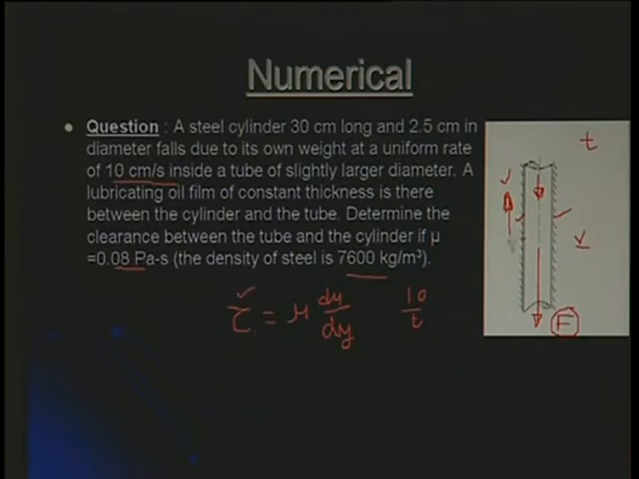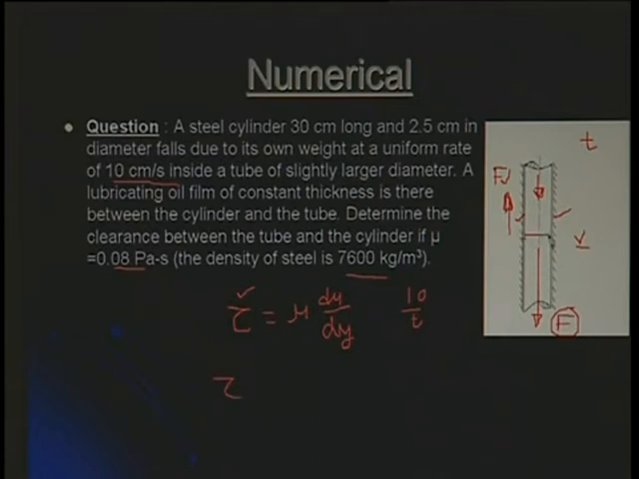Now, our aim is to calculate force in upward direction, because under equilibrium condition the force in downward direction, which is due to the weight, and the force in upward direction, which is due to the viscous effects, will be same. So, how do we get force with the help of tau? Tau multiplied by shear area. What is shear area in this case?